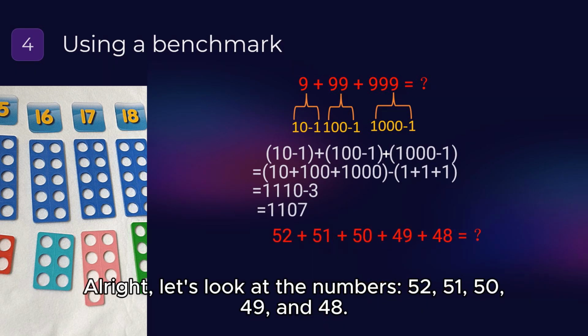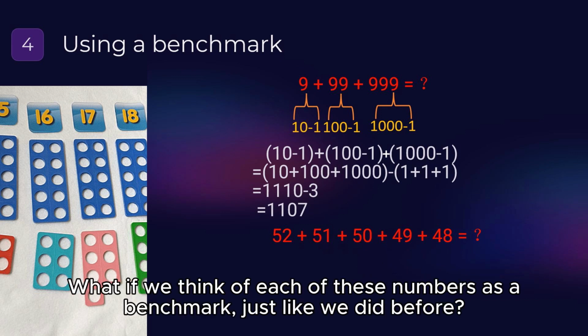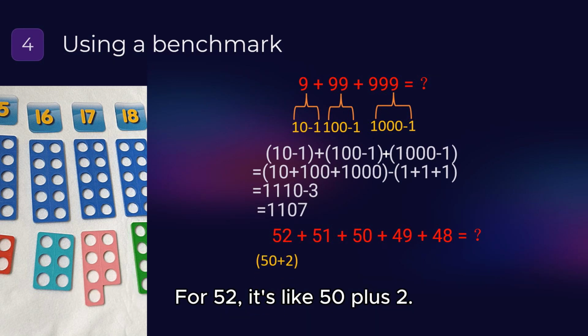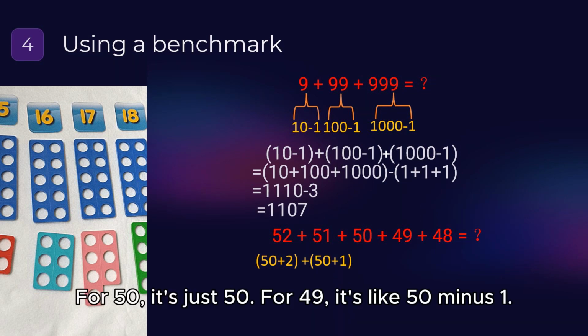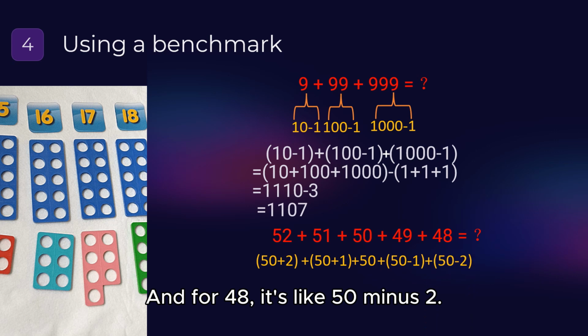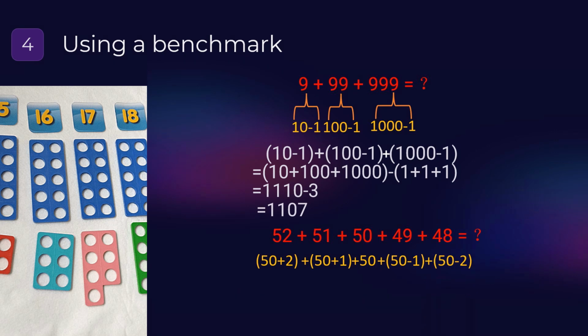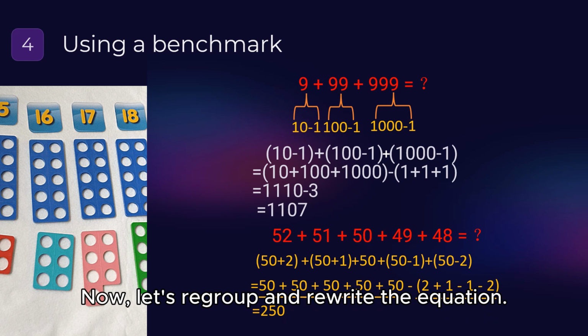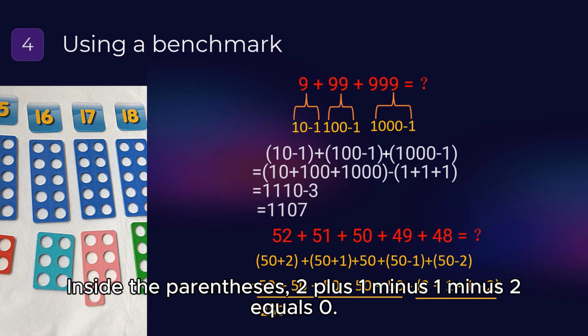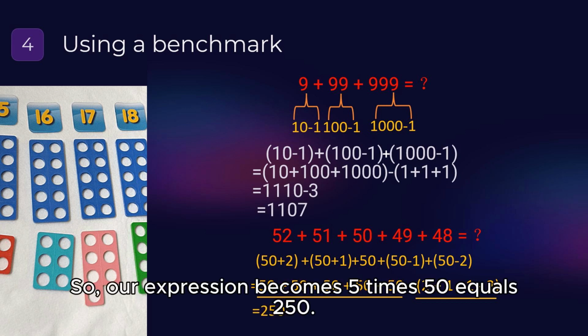Alright, let's look at the numbers 52, 51, 50, 49, and 48. What if we think of each of these numbers as a benchmark, just like we did before? For 52, it's like 50 plus 2. For 51, it's like 50 plus 1. For 50, it's just 50. For 49, it's like 50 minus 1. And for 48, it's like 50 minus 2. Now, let's regroup and rewrite the equation. Inside the parentheses, 2 plus 1 minus 1 minus 2 equals 0. So, our expression becomes 5 times 50 equals 250.